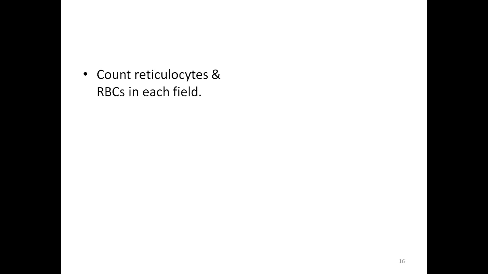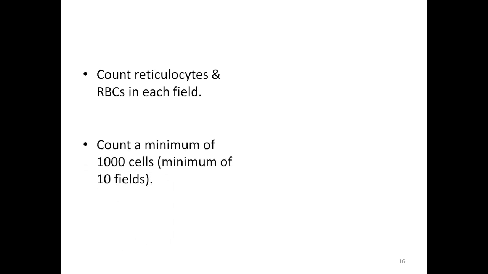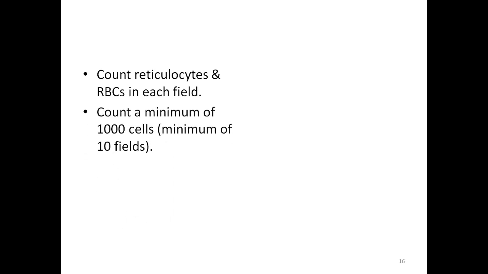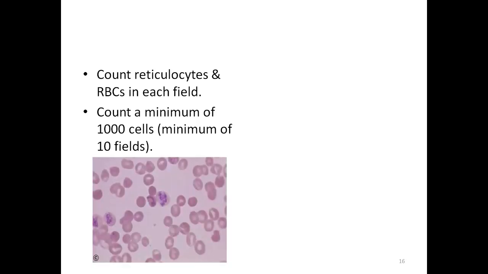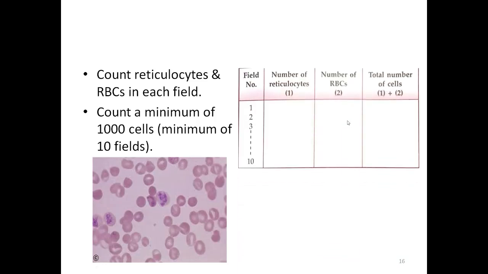Then you have to count the reticulocytes and RBCs in each field. Okay, a minimum of 1000 cells you have to count with a minimum of 10 fields. Okay, this is a picture of RBCs and this is a reticulocyte. So now you can make a table like this while counting those 10 fields. Then in the first field, for example, think that this picture is of one field. Okay, so you have to count.